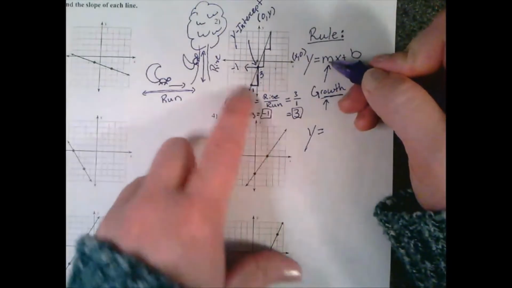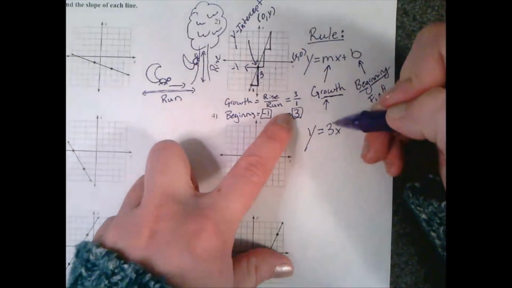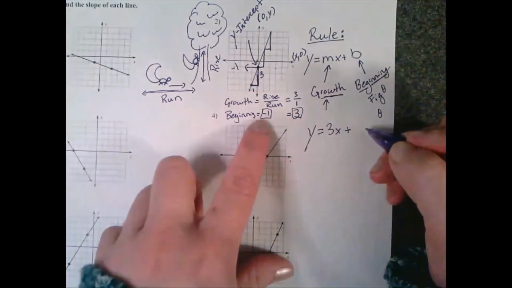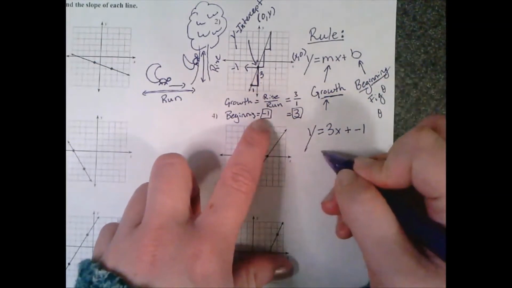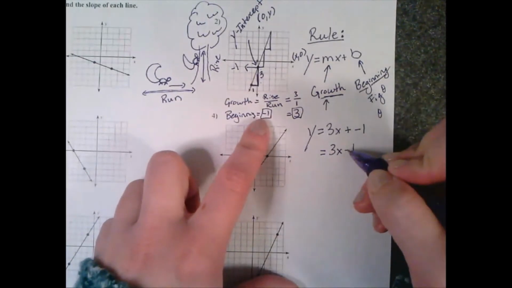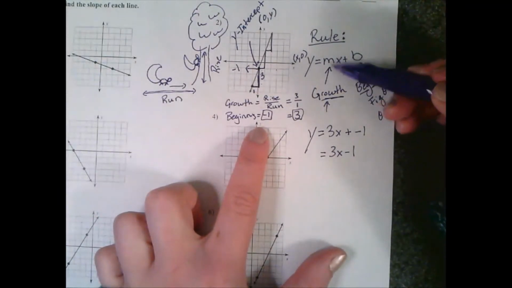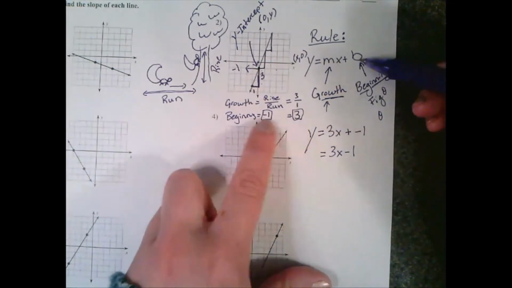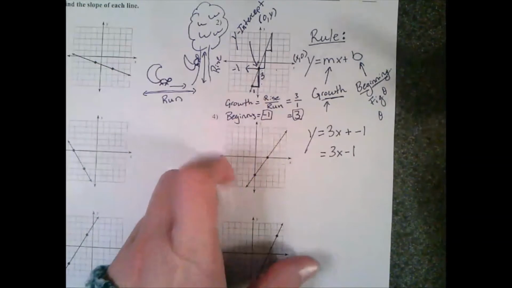So m, I'm going to replace with my growth, which is 3. So 3x. See how I've literally just replaced m with 3. And then we're going to replace b with beginning, so a -1. And we can rewrite that as 3x minus 1, because if you remember, a negative and a minus are the exact same thing. So I've literally just replaced m with 3, my growth, and b, my beginning, with a -1. That's it, guys. That's all there is to it.